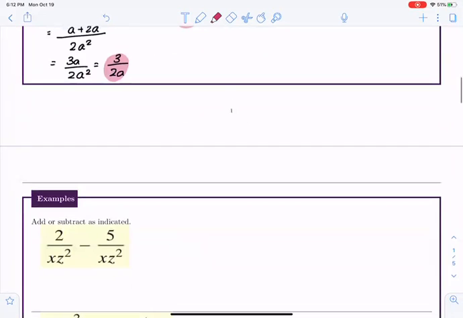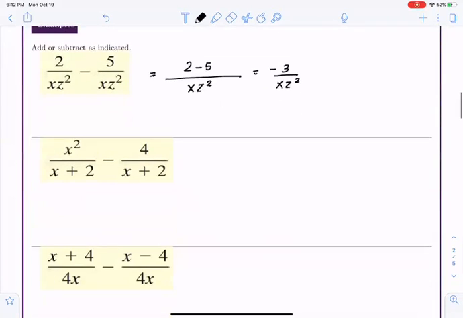So here is an example, and lucky for us, we have x times z squared and x times z squared. The denominators are identical. So we have a common denominator. So we can write that as x times z squared and simply combine the numerators, which in this case would be 2 minus 5. The answer is negative 3 over x times z squared. So if we have a common denominator, everything is straightforward.